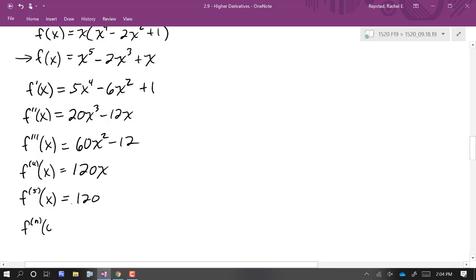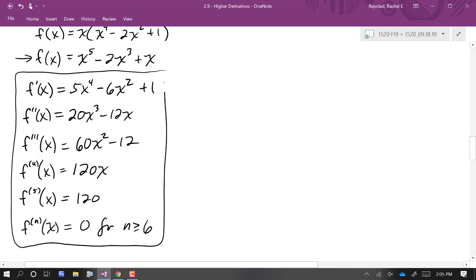So I'll just say that the nth derivative of f is 0 for n greater than or equal to 6. Is that how you want to do it as a general rule, once you get to 0? Yeah, or if you wrote something like all the rest of the derivatives are 0, something that implies that you understand that is good. This is, I think, the conventional way to denote that.